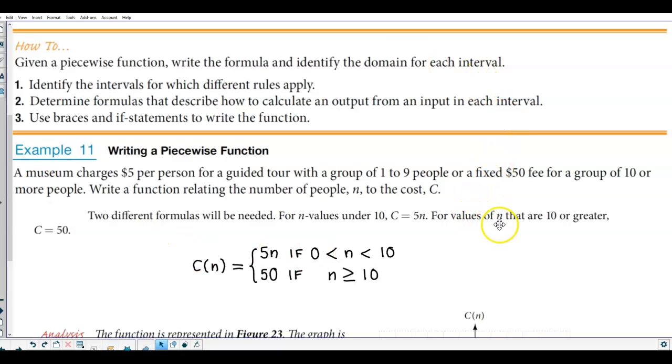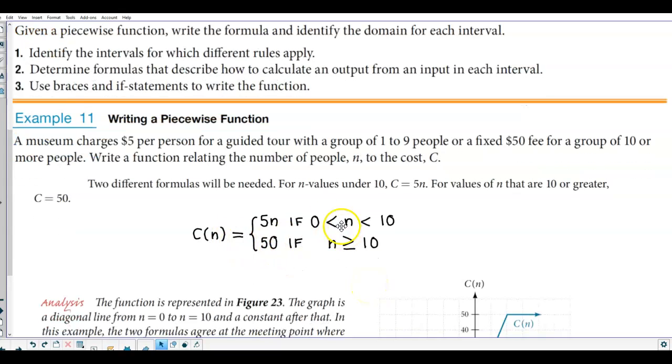Now, for values of n that are 10 or greater, it's saying that it's a $50 fee for a group. So it's $50 if the value of n is greater than or equal to 10. So that's how we're writing the piecewise function.